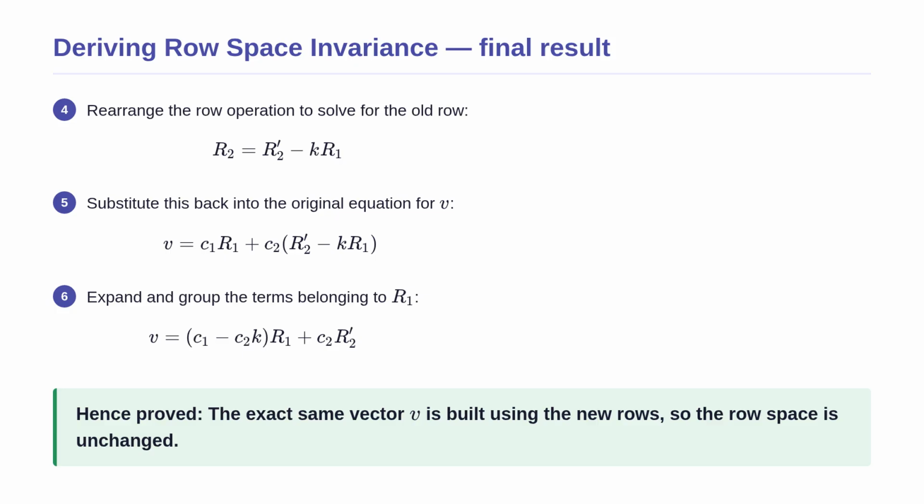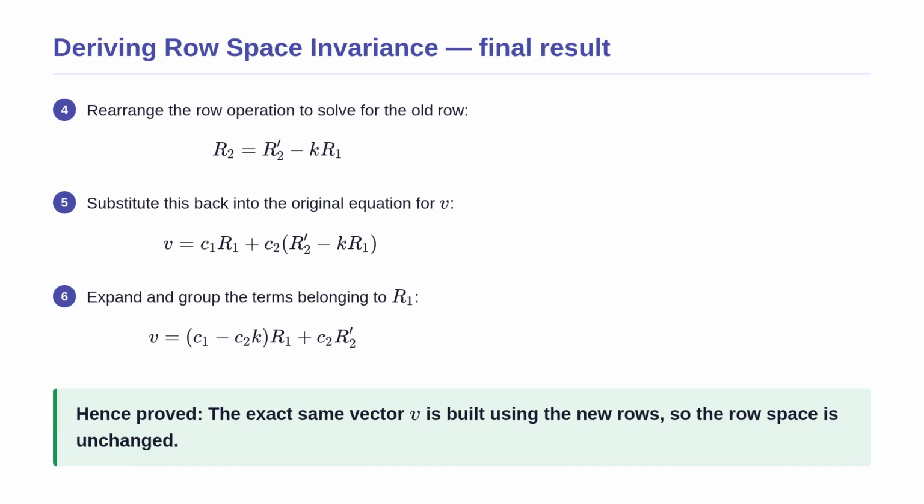We want to show that this new set of rows can still build the exact same vector V. Let us complete the mathematical reasoning for our proof. We take our row operation equation and rearrange it to solve for the old row, R2. This gives us R2 equals R2 prime minus K times R1. This shows the old row can be recovered from the new row.